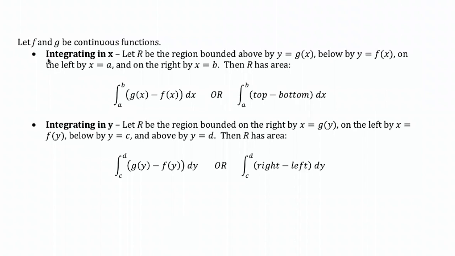Sometimes we do integrate in terms of x, which is the situation above is a perfect example. And so when we write our integral, again, we always want to have the topmost function first and subtract whatever function creates the bottom boundary. However, there are times where it's appropriate to think about integrating in terms of y instead of x. In that case, instead of thinking of top function and bottom function, we're going to think of the rightmost function and the leftmost function, and we'll integrate in terms of y. We'll look at examples of both of these.